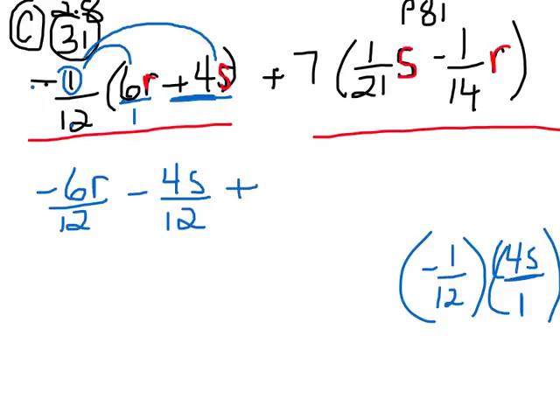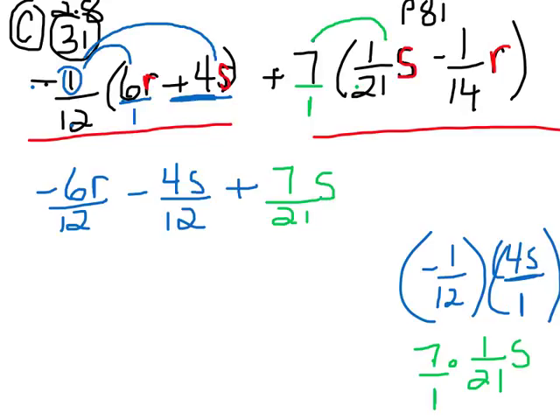Now I'm adding some stuff. I'm adding a positive 7 times all this stuff over here. So let's go do that. 7 times 1 over 21s. Again, you could come down here and say 7 times 1 over 21s, and I could put the 7 over 1 if I need to, but a lot of you can see that would just be 7 over 21. If you don't, you just go 7 times 1 is 7, and then on the bottom 1 times 21 is 21, and then s.